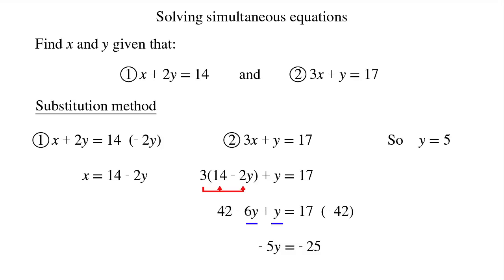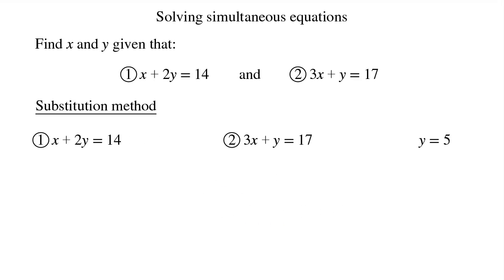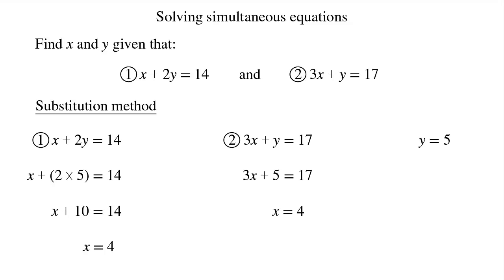We can now substitute this value into our first equation. This gives us x plus 2 times 5 is equal to 14. Perform the calculation in the brackets and we get x plus 10 is equal to 14, so x must be equal to 4. We can check by substituting y into our second equation. So we have 3x plus 5 equals 17. What number multiplied by 3 gives us 12? That's 4, so we can be confident that x is equal to 4.